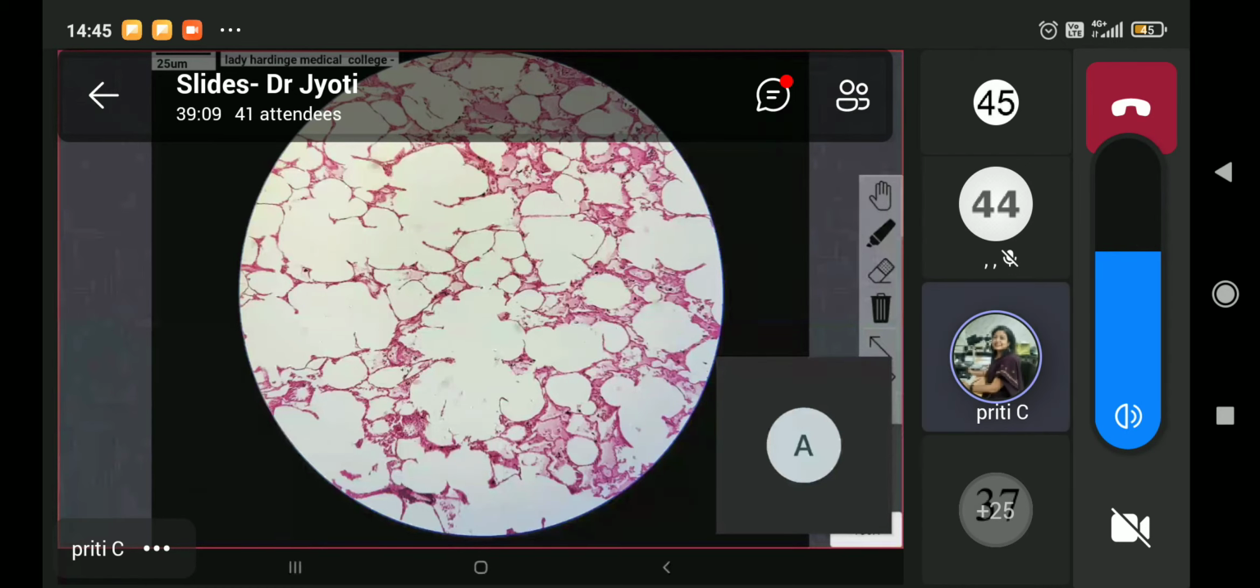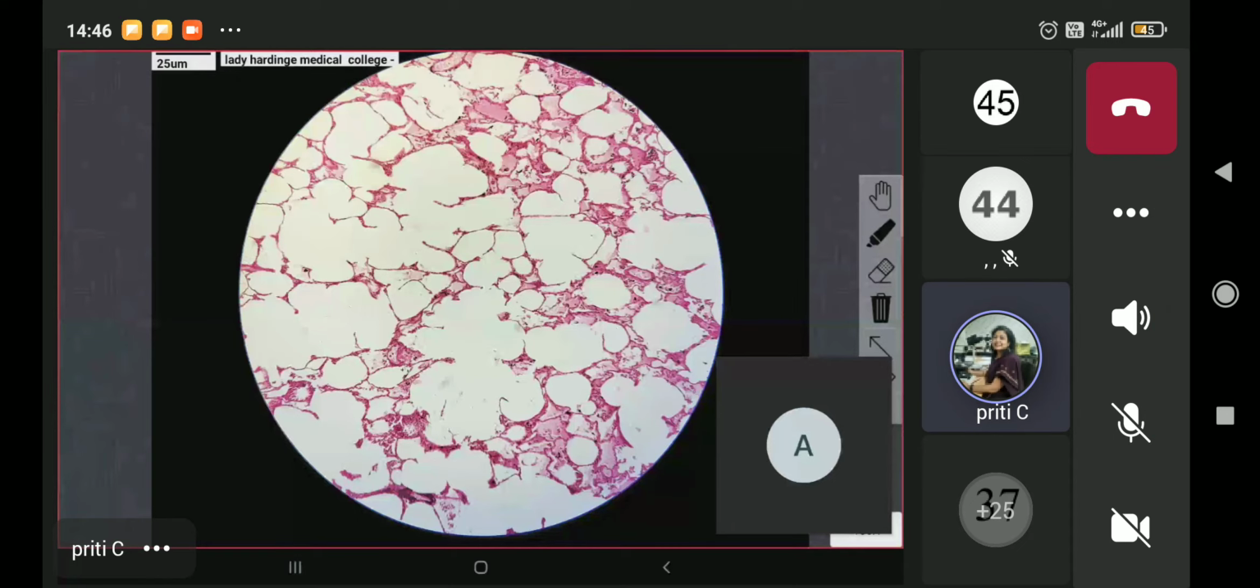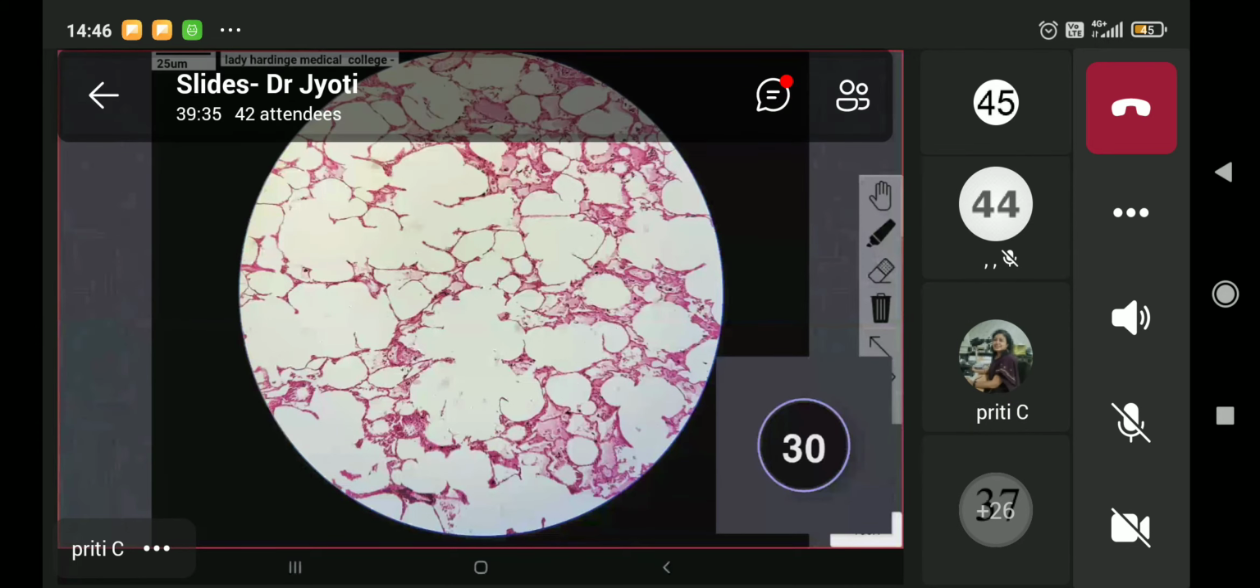Okay, I've asked what is emphysema. Can anybody answer? Ma'am, it is irreversible enlargement of air spaces, and that is distal to the terminal bronchioles. Along with that, there is destruction of the walls of the bronchioles.